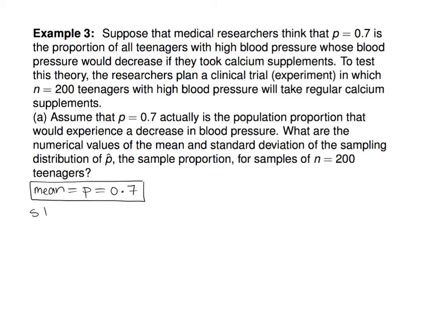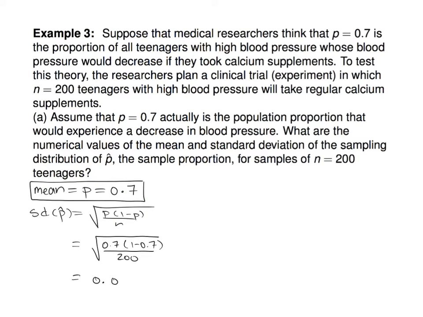And the standard deviation of p hat is still given by the square root of p times 1 minus p over n. That's 0.7 times 1 minus 0.7 over 200, which comes out to be 0.0324.